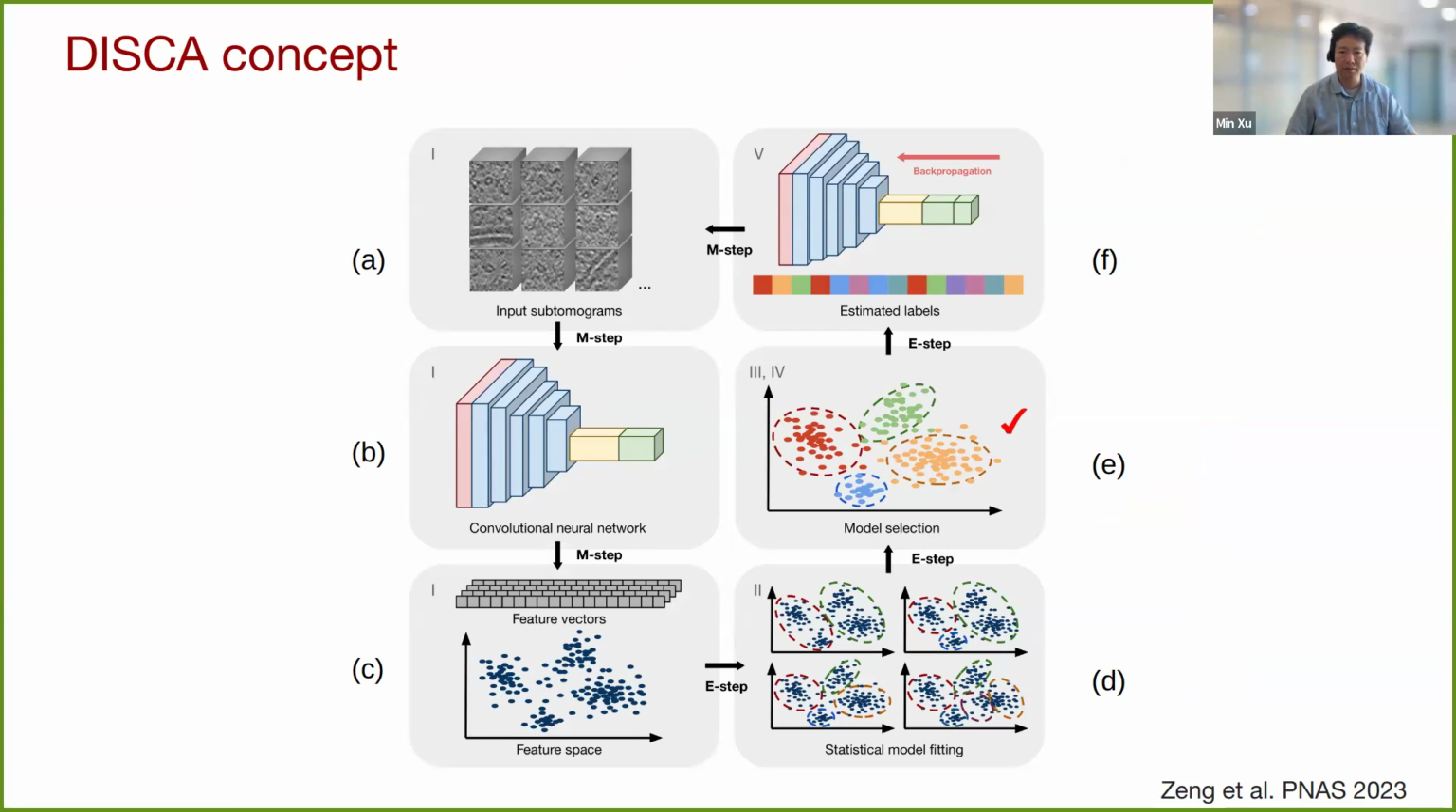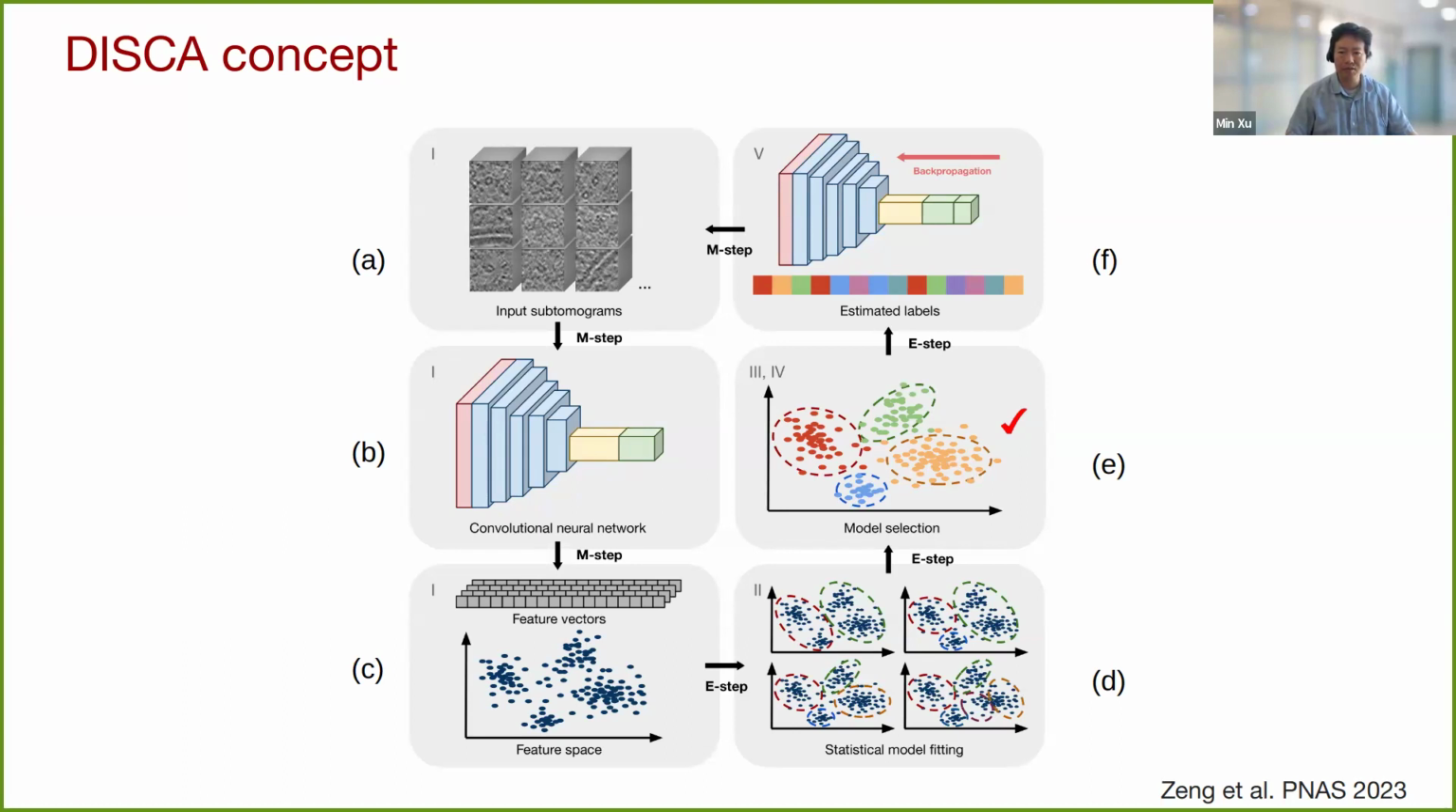First, the subtomograms are fed into a randomly initialized convolutional neural network, as shown in figure A. Feature vectors are extracted from the second last layer of the network, as shown in figure B. Then multiple Gaussian mixture models with different numbers of clusters are fitted to the features from all input subtomograms, as shown in figure C. The best clustering model is selected based on the Bayesian information criterion, as shown in figure D.